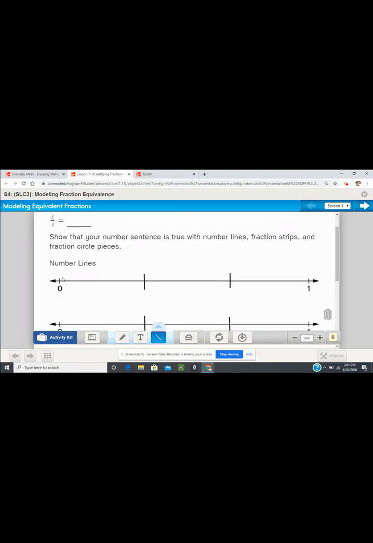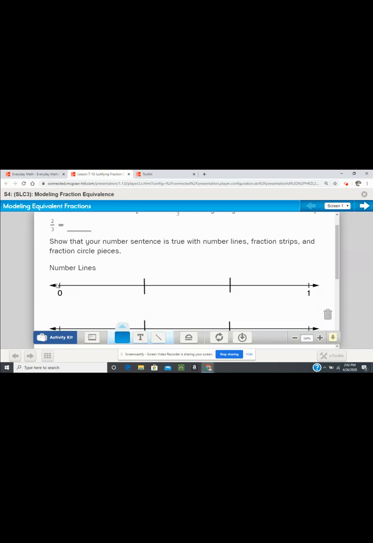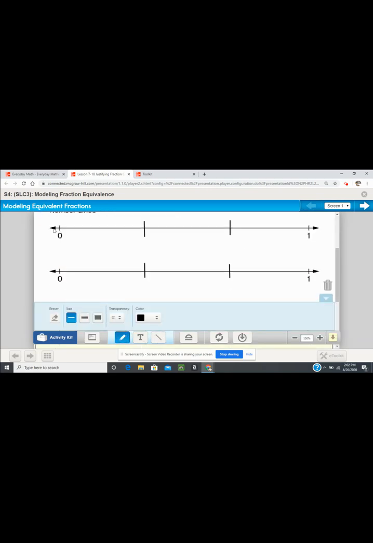Now the first line is done, except I want to put a dot on our 2/3 mark, so I remember where I am going. There's 0/3, 1/3, and 2/3. So I'm going to put my mark right here. And I'm going to make sure that my mark lands right here on my number line on my next one as well, because if they're equivalent, that means they're equal to each other.